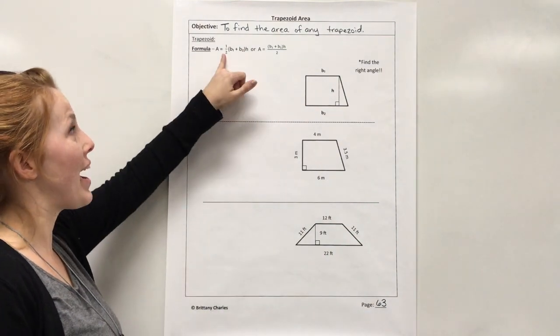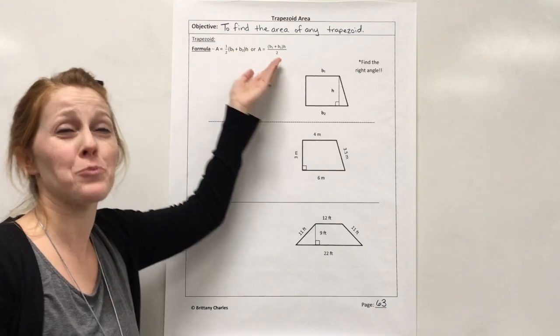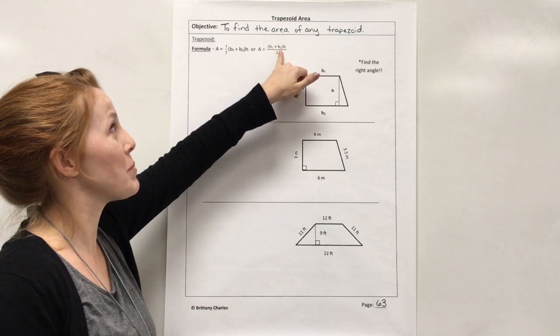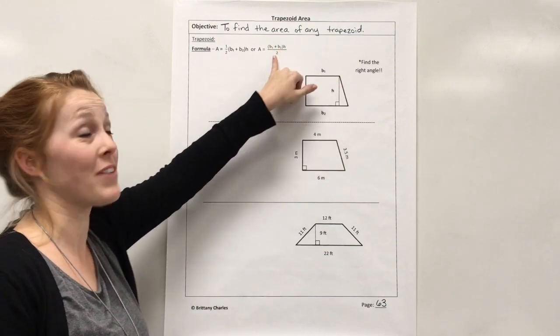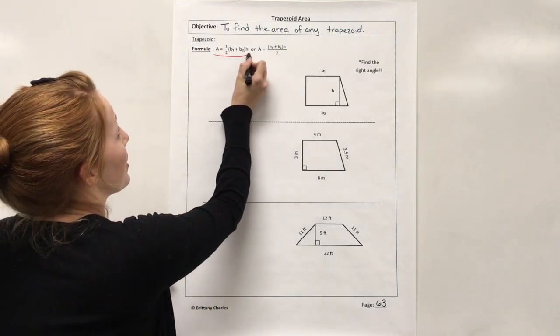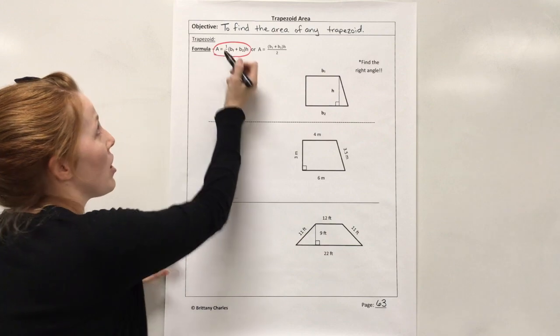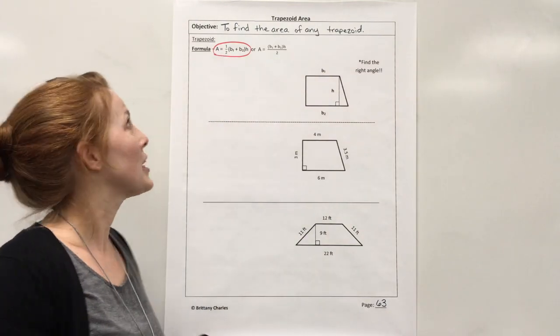We have half base 1 plus base 2 times height, which means the same thing as base 1 plus base 2 times height divided by 2, because multiplying by 1/2 and dividing by 2 mean the same thing. We're going to be practicing with this formula because this is what you're going to have on your formula chart when you take your STAR test.